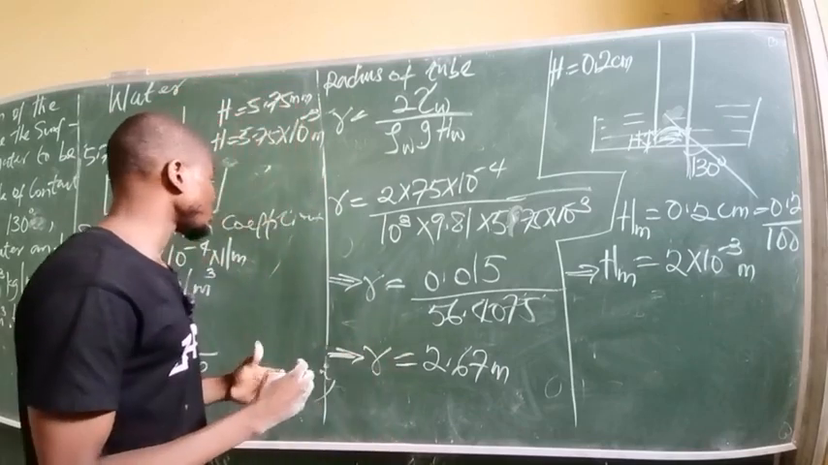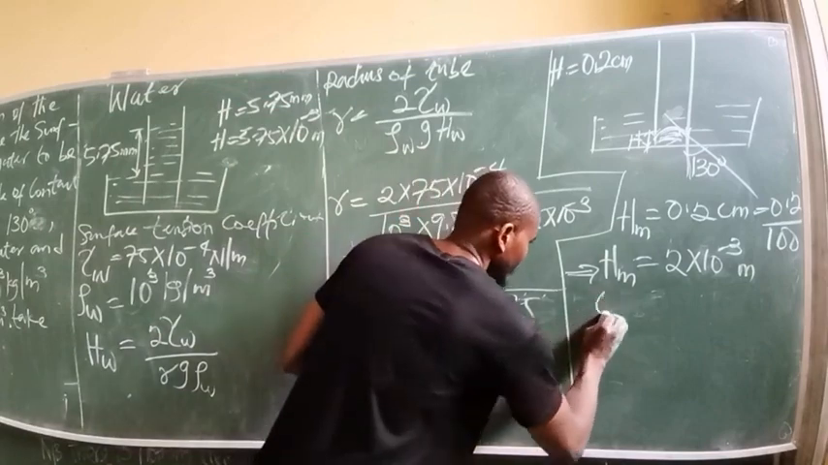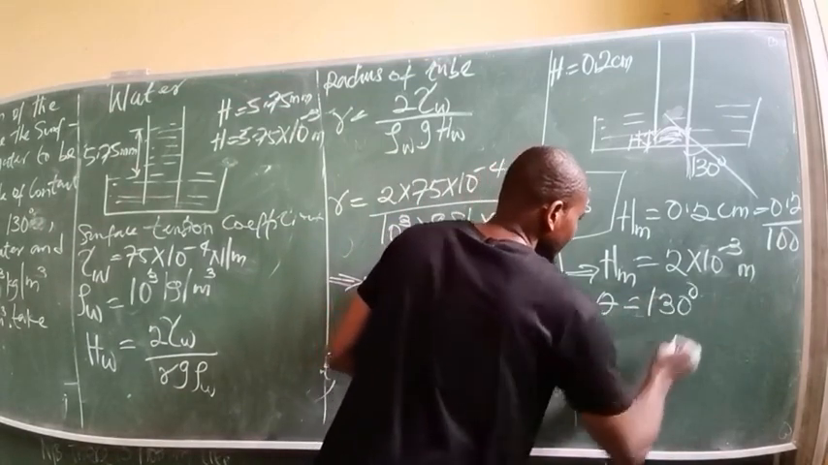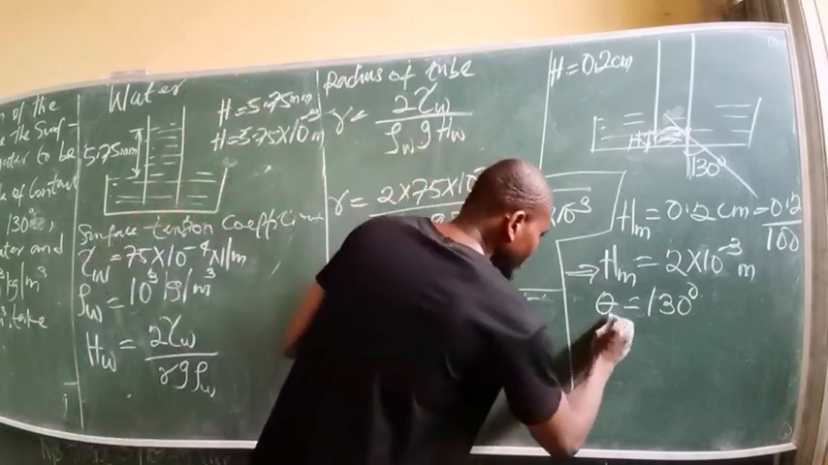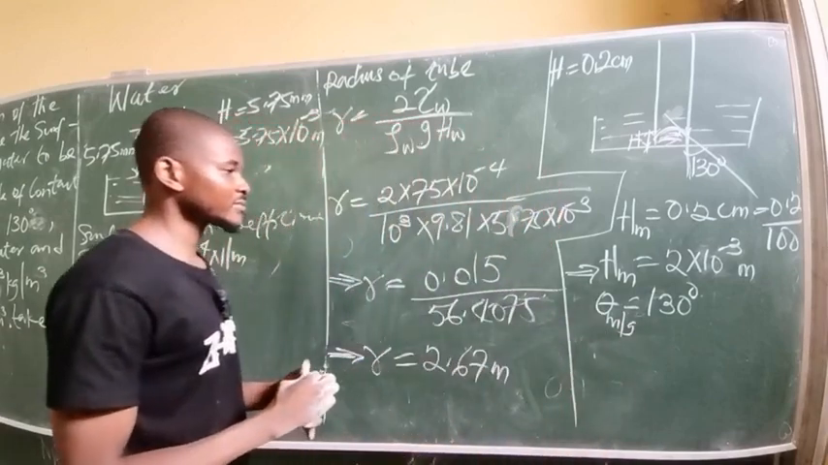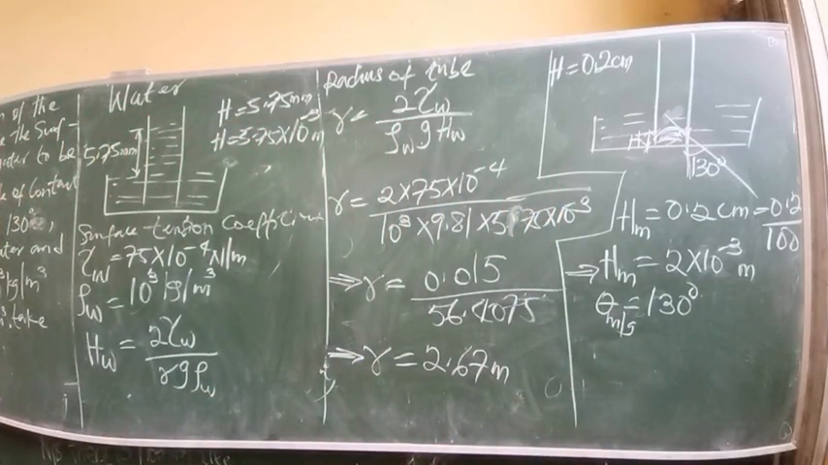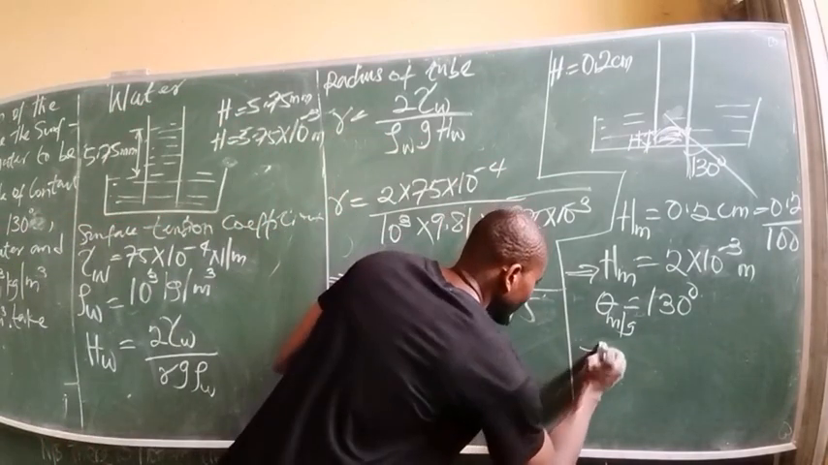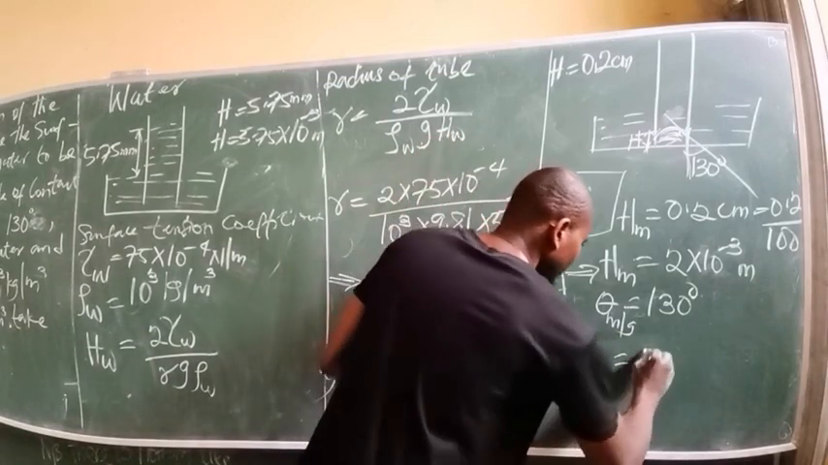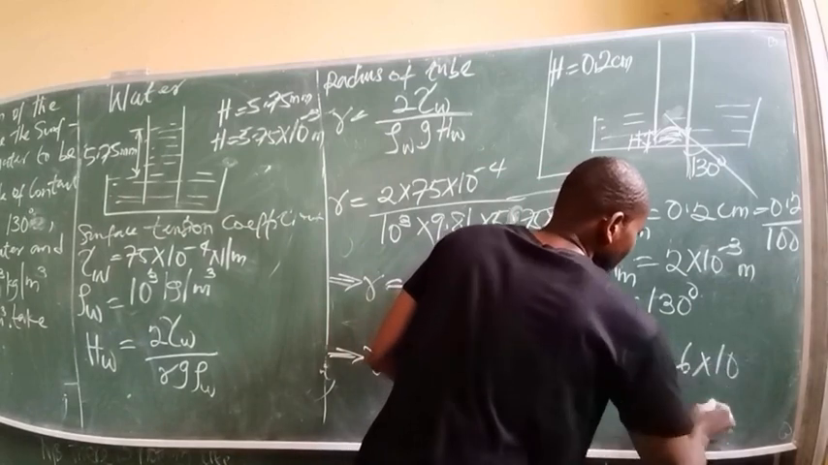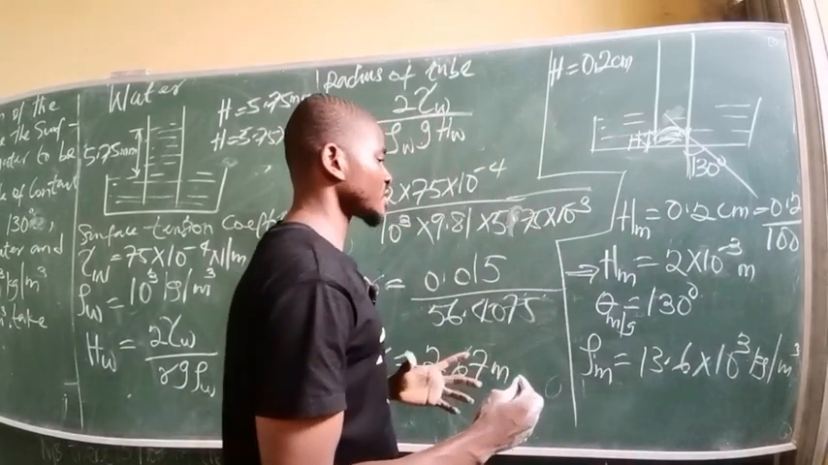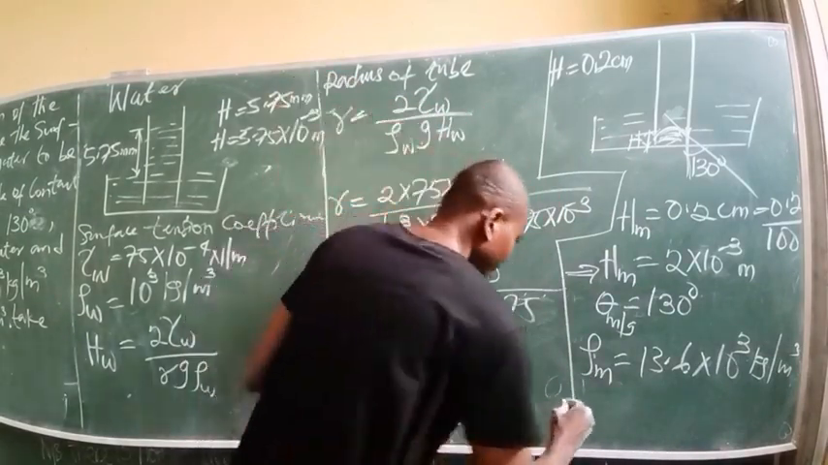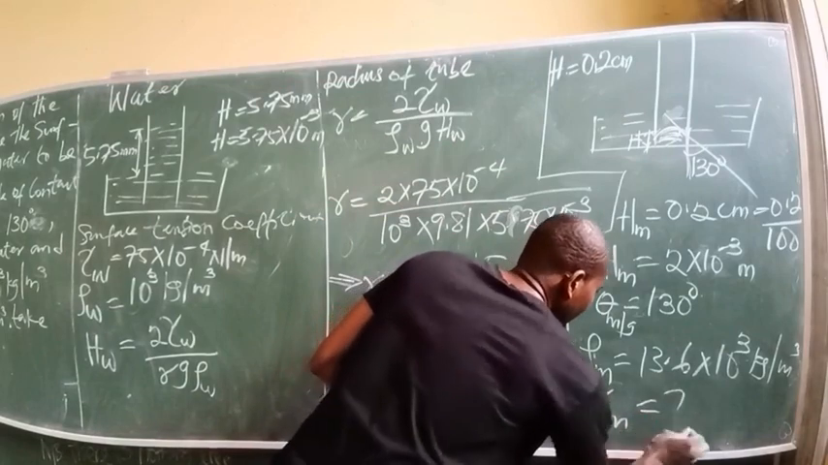Also, we were given the angle of contact. Theta was given to us as 130 degrees. That's theta, the angle of contact at the mercury to glass interface. The density of mercury was also given as 13.6 by 10 to the power of 3 kilograms per meter cube. So these are all the parameters I was given for mercury, and the question says we should find the surface tension of mercury, which is unknown.